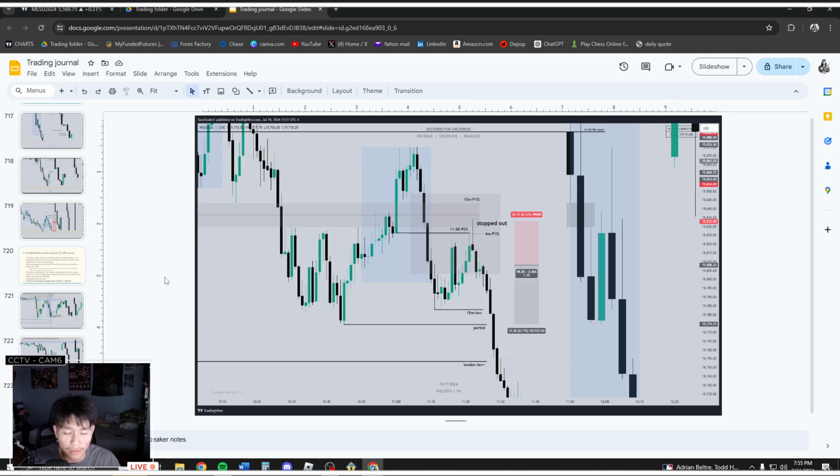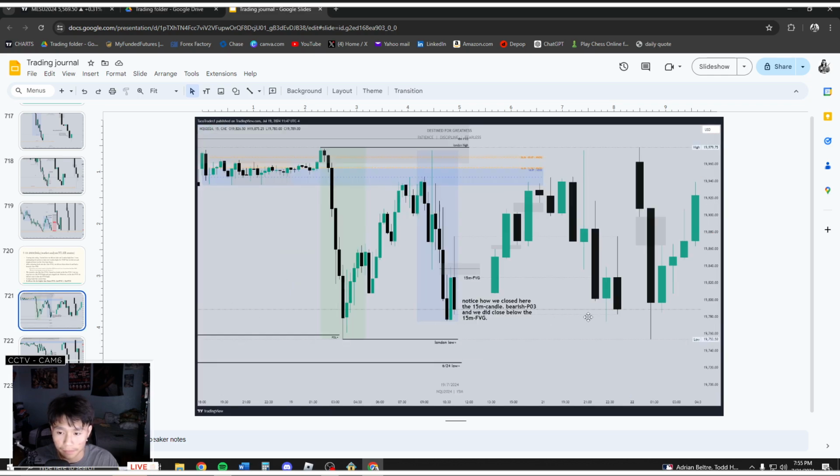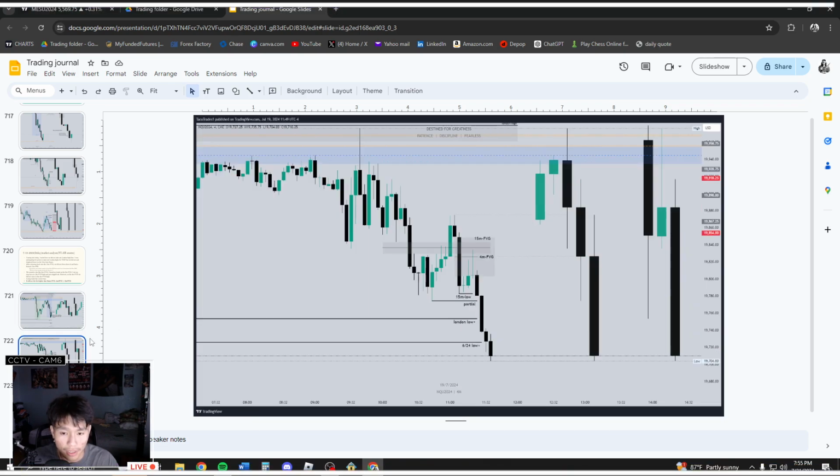And this is the trade here. I remember this pretty clearly. I'm targeting this 15-minute candle's power of 3 here. We came into a 15-minute fair value gap, we didn't close above it, and we had this really bearish 15-minute power of 3. On the lower time frames, the 5-minute, 4-minute, 3-minute, 2-minute, and 1-minute, we had a fair value gap that we could enter off of.